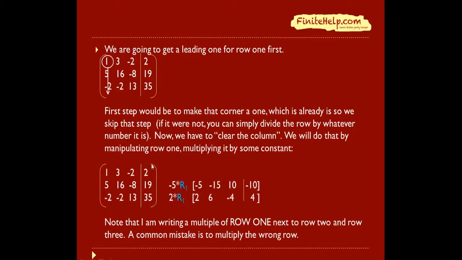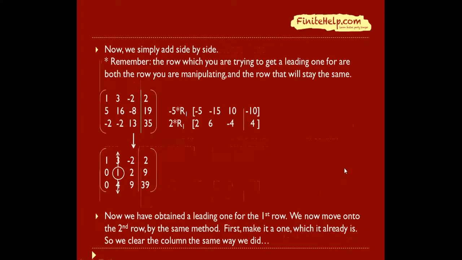In the same step, I'm going to clear this negative 2 as well by multiplying row 1 by positive 2, the negative of this number. And again, we're multiplying row 1 and putting it right next to row 3. So 2 times row 1 is 2, 6, negative 4, and positive 4. Since I've put the multiplied row next to these rows, now I simply add side by side.